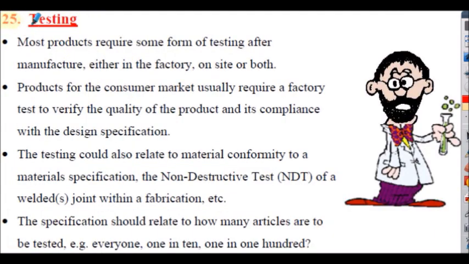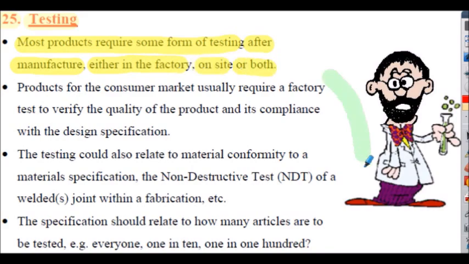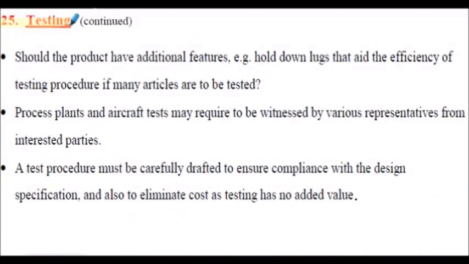Requirement 25 is testing. Most products require some form of testing after manufacture. This can take place either in the factory or on site or at both locations. I'll let you review this slide at your own pace. Testing requirement continued here. Read this at your own pace again.